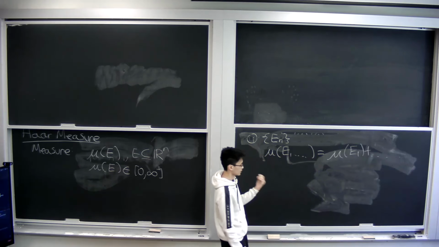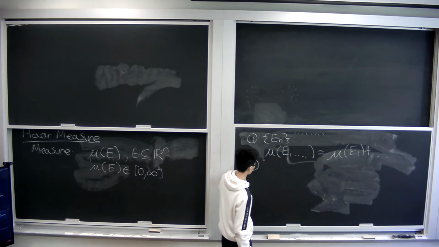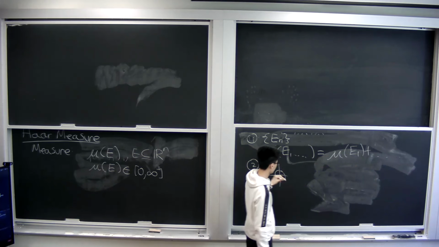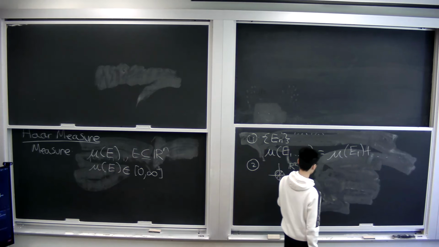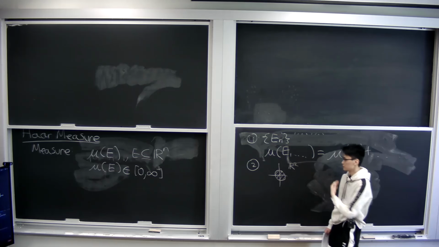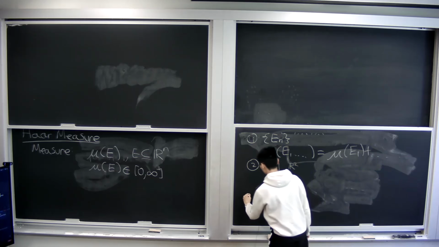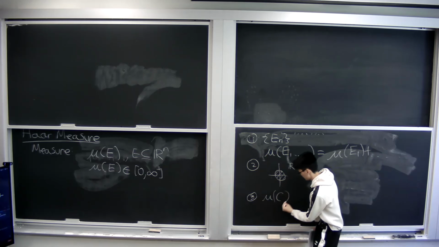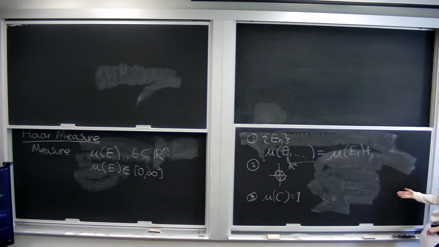The second rule is that it's translation invariant. For example, if we have a ball in R^n, a standard unit sphere, and we move it somewhere else in our plane, our function mu still yields the same value, no matter where we move it in R^n. And the last rule is that mu of the unit cube, which we denote C, is always equal to 1, where the unit cube is with respect to our dimension.